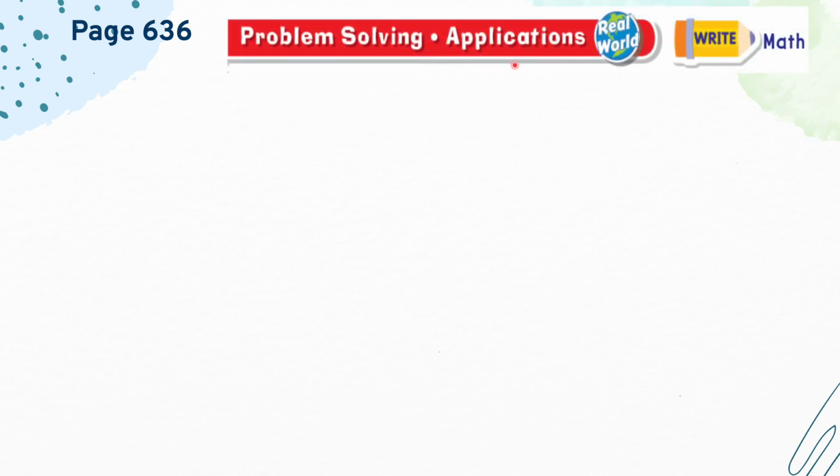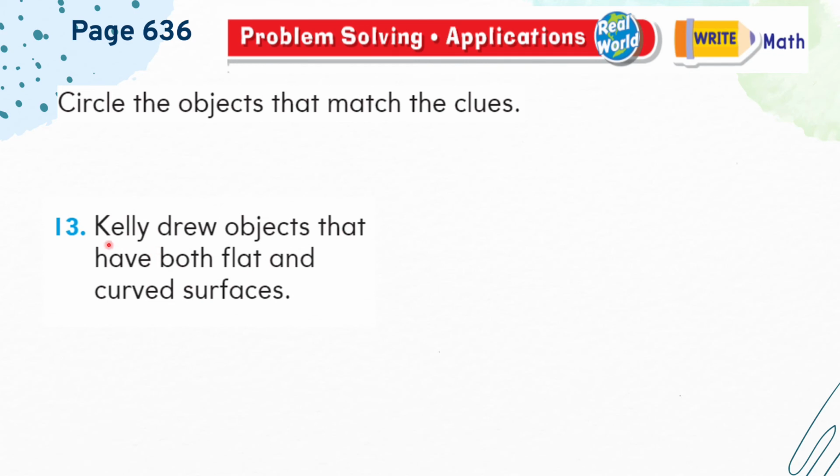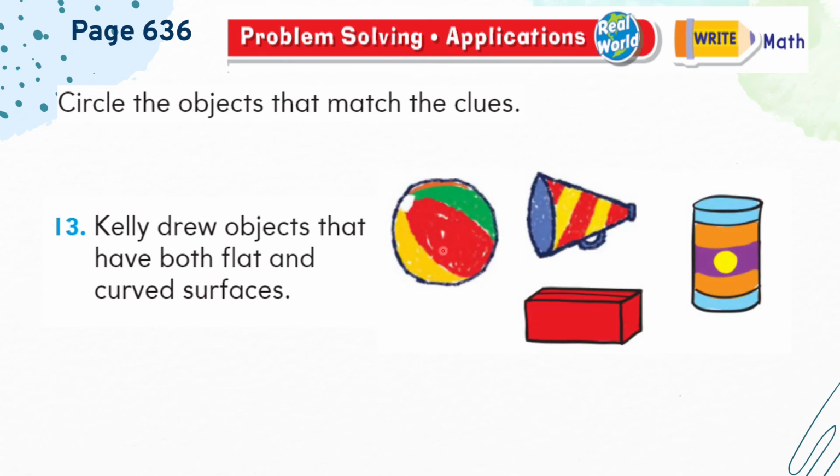Problem solving application questions, circle the objects that match the clues. Let's read question 13. Kelly drew objects that have both flat and curved surfaces. So we have these options here. We have to circle the object which has both a flat and a curved surface. Let's look at the first picture here. I don't see any flat surface in this picture. This is a ball. It only has curved surface. Now in this picture here, I do see a curved surface. Now can I spot a flat surface as well? I do see a flat surface as well. So I'm going to circle this picture here.